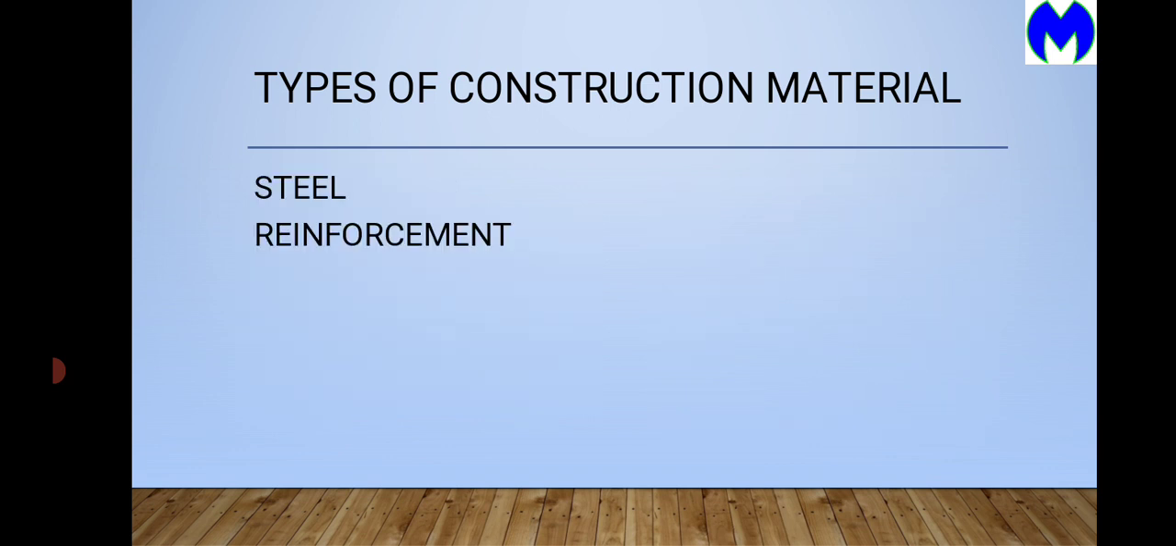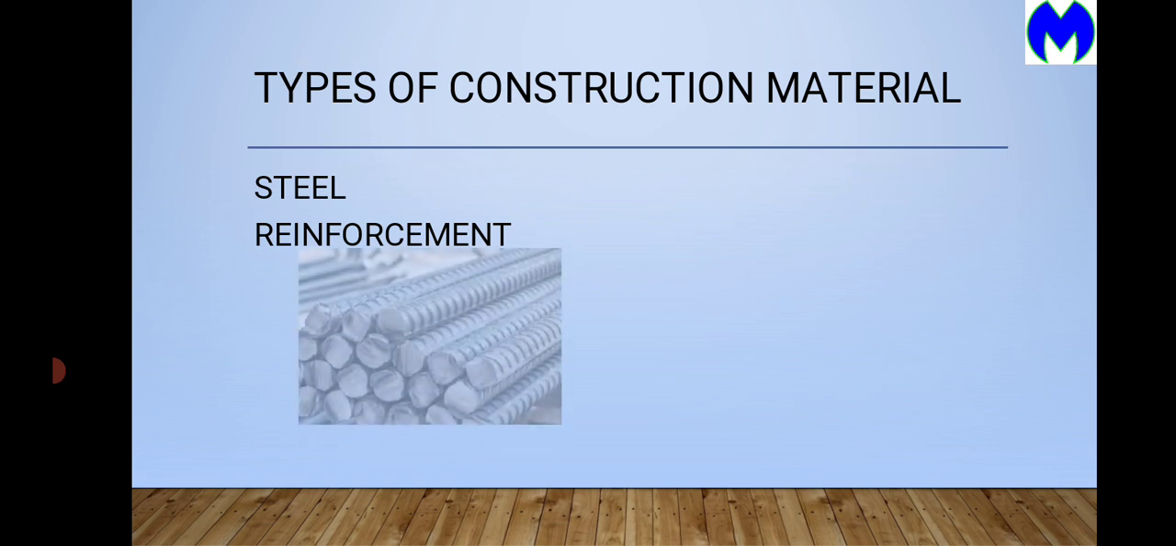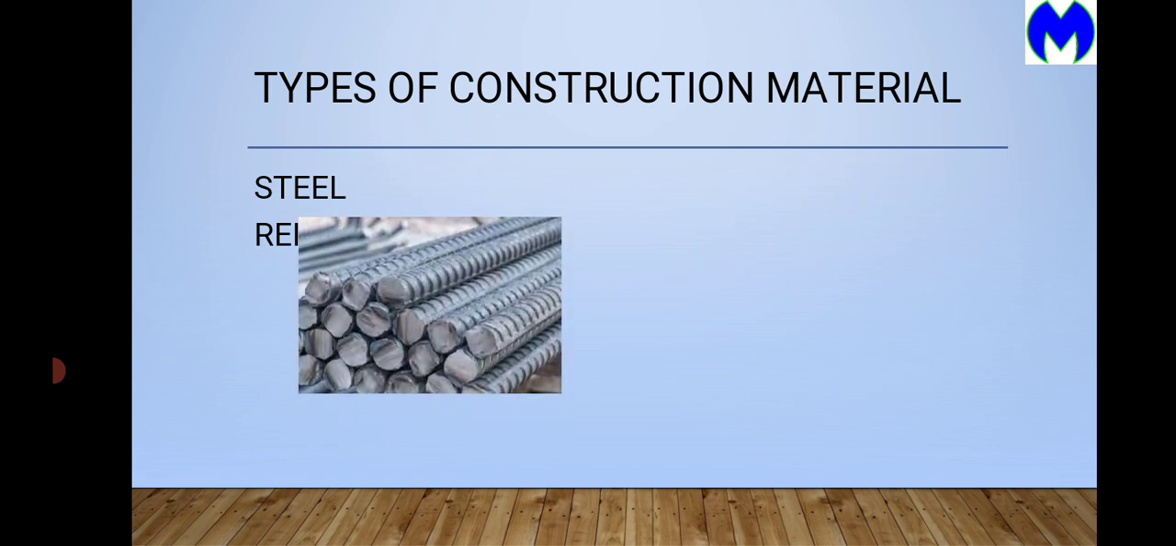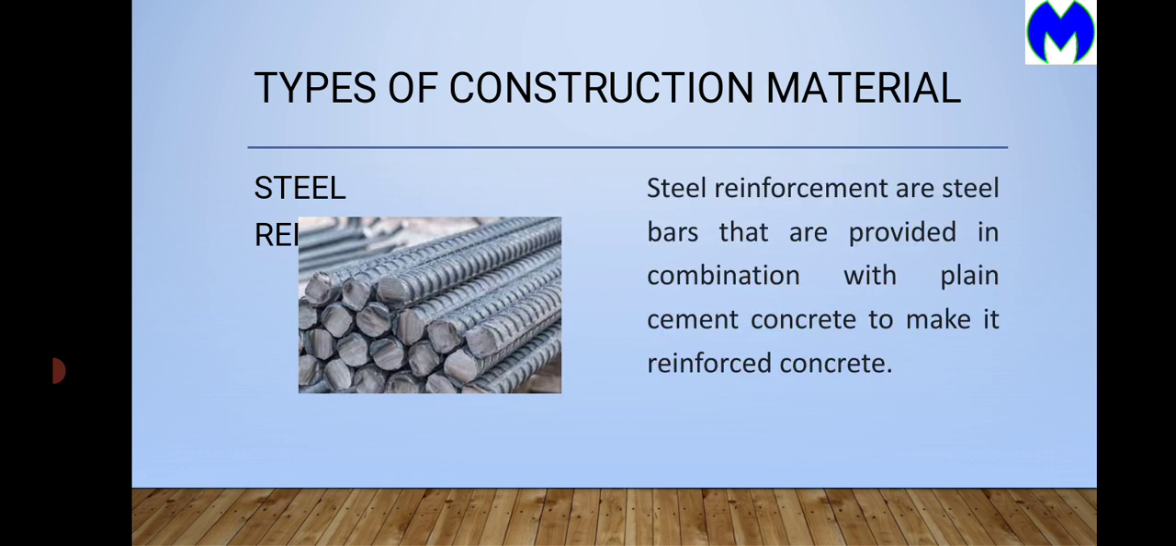We also have the steel reinforcement. This is our most common, reinforcing steel bars. Steel reinforcement are steel bars that are provided in combination with plain cement concrete to make it reinforced concrete. When it is only concrete without steel, that is unreinforced, which we usually see on our roads. Reinforced concrete is used for the structural members of our buildings.